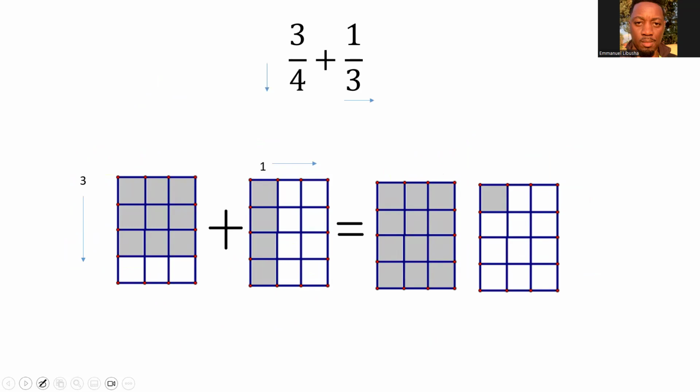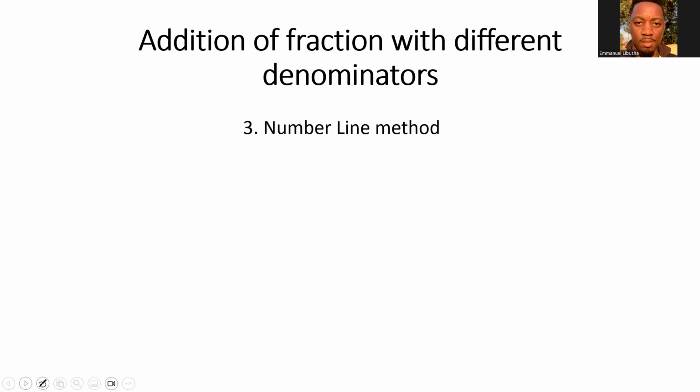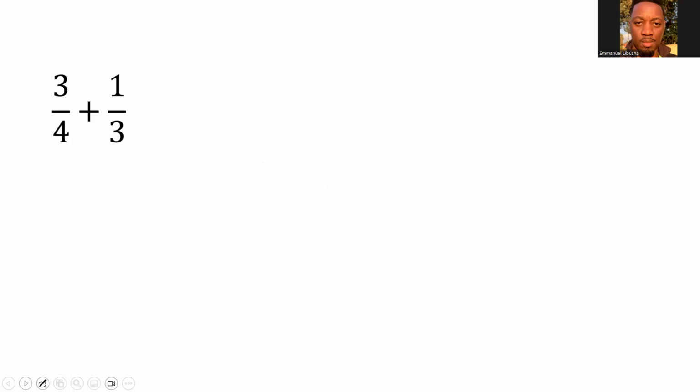And then lastly here, let's talk about the number line method. So I've got the same one here, 3/4 plus 1/3. With 3/4 plus 1/3 there, the first part is I need to have a number line. So the number line is there. And in this number line, I'm going to have 0 and 1. And then I must divide this by 4 because here we have 4.